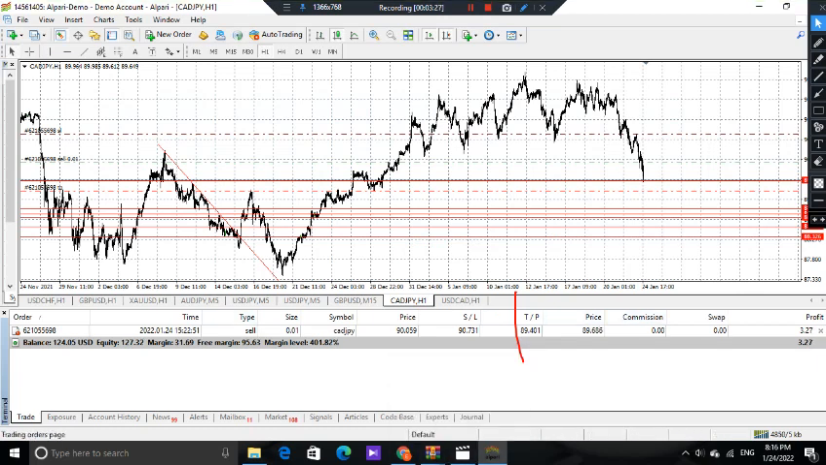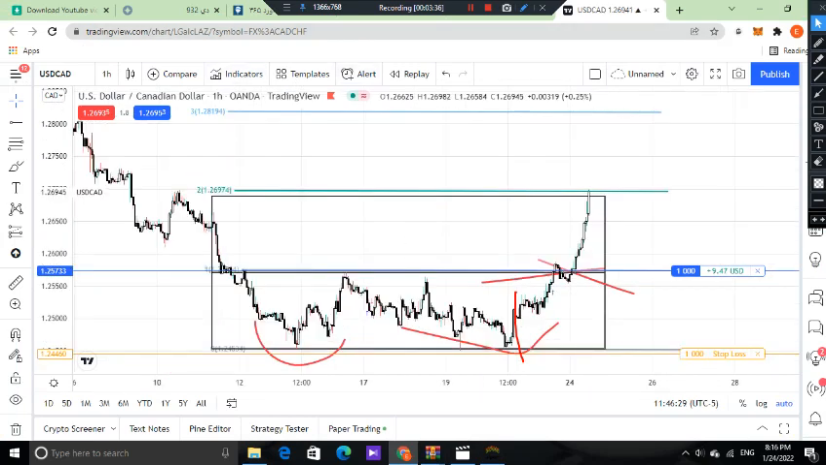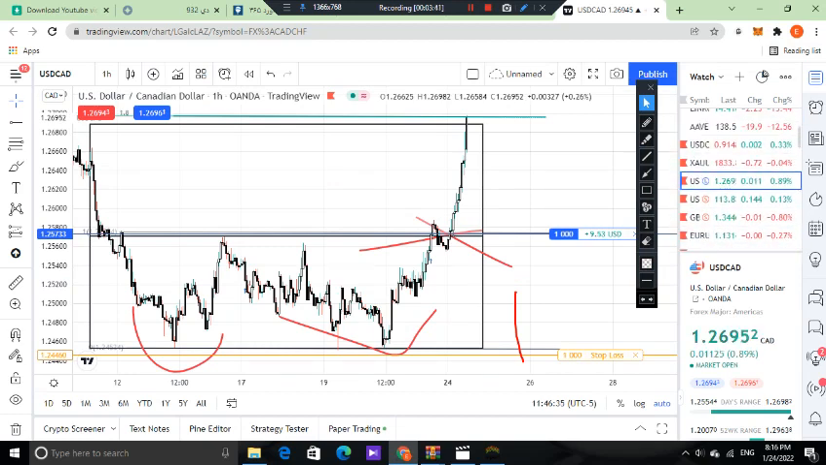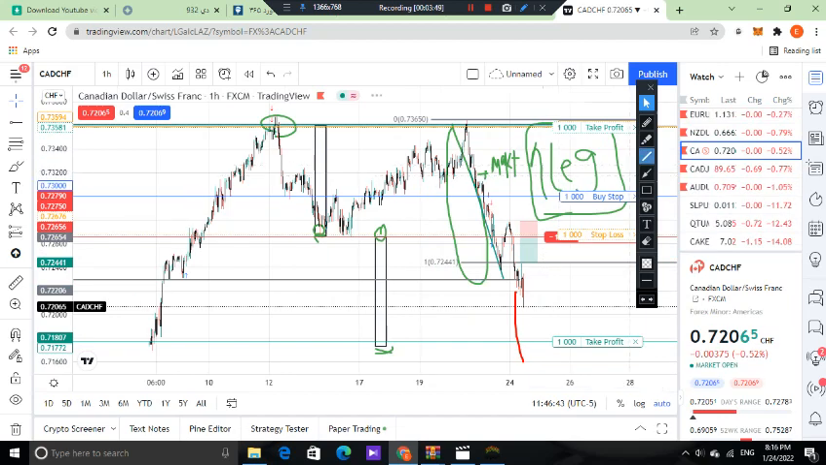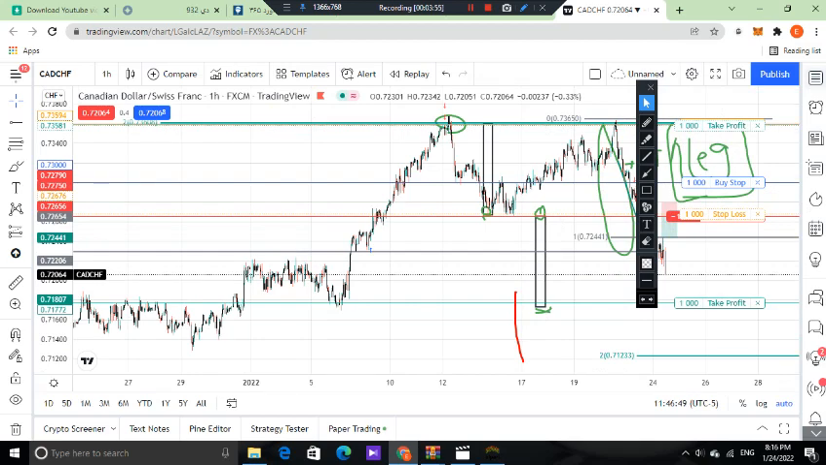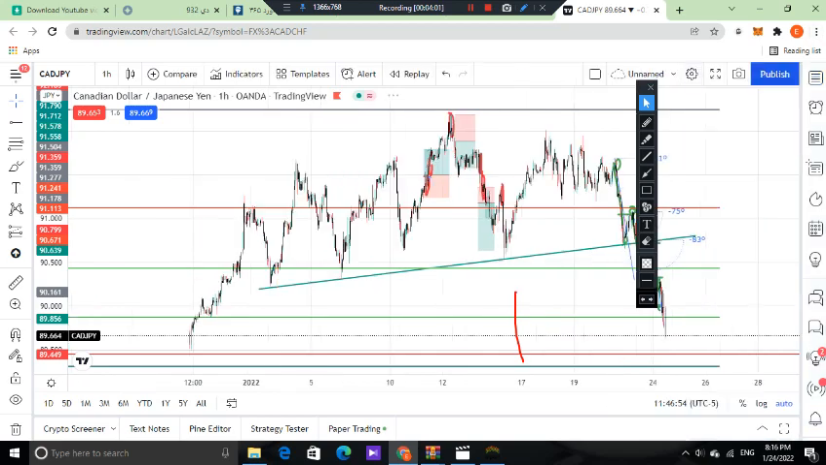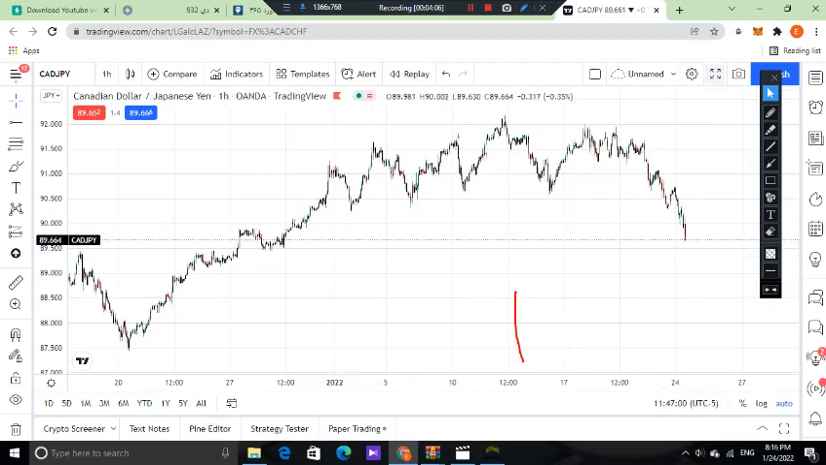And I have another open position, which is CADJPY. It's still ongoing. CADCHF, where is it? CADCHF. No, it's not CADCHF. CADJPY. Yes, CADJPY. I missed all of this. Let me remove all this drawing.